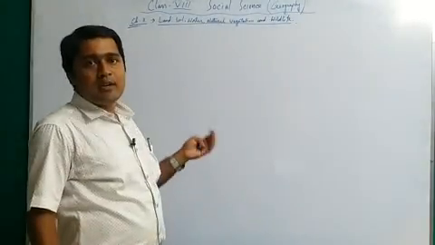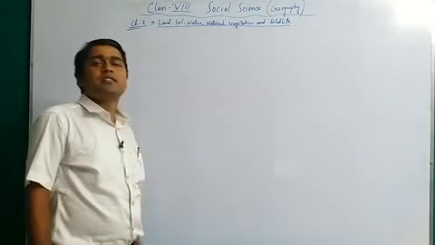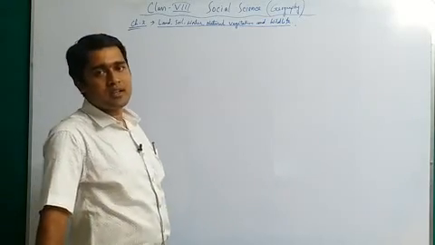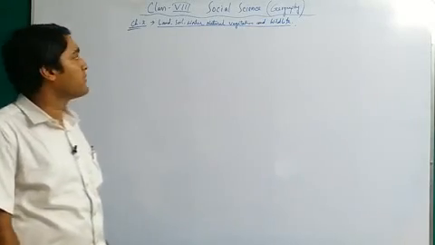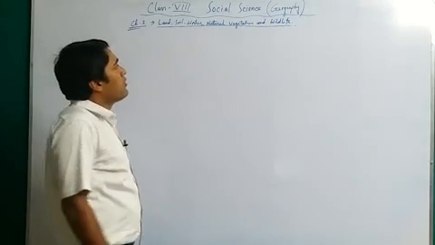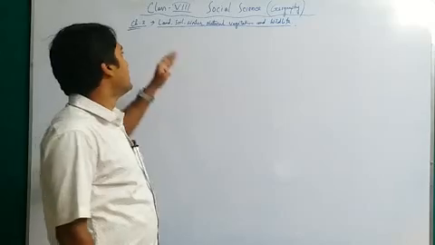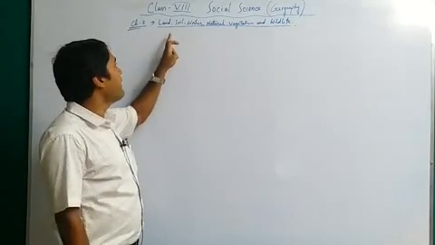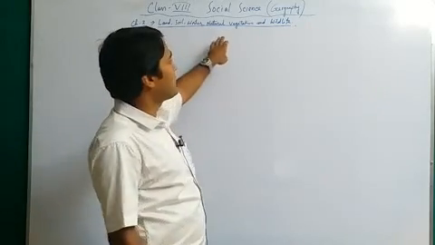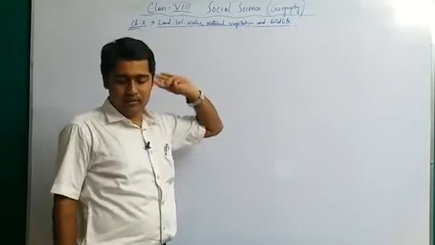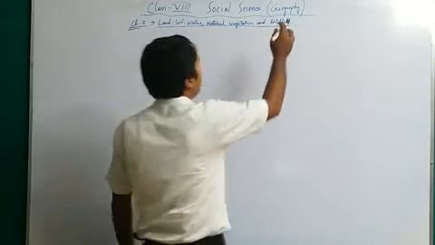Up to last classes you have seen we have completed the first chapter with exercise question answer and inside question answer, and then from geography according to your syllabus today I will start the second chapter: land, soil, water, natural vegetation and wildlife resources.